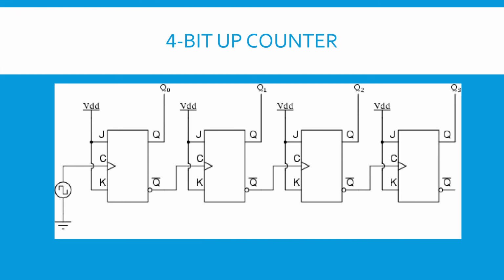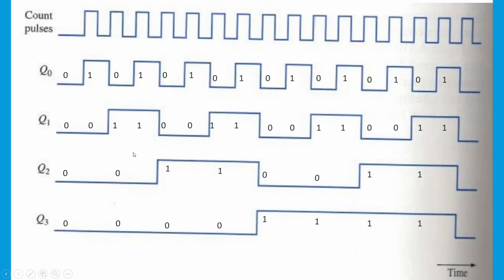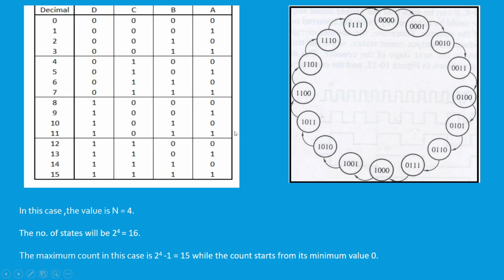For a 4-bit up counter, we have 4 JK flip-flops. Similarly, this circuit diagram can be visualized from the background as we have discussed before. This type of circuit diagram we will get in the 4-bit up counter. This is known as an up counter because it is counting values initially from 0 up to 2 to the power 4 minus 1, which is 15.